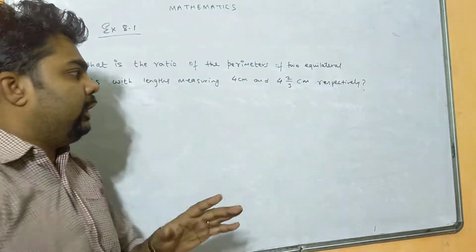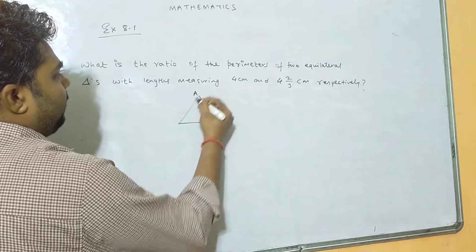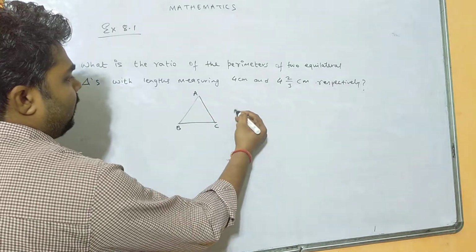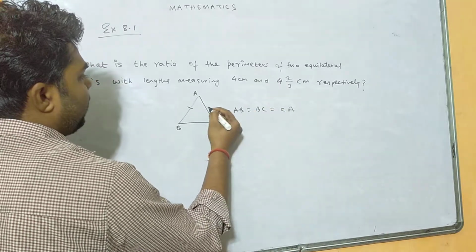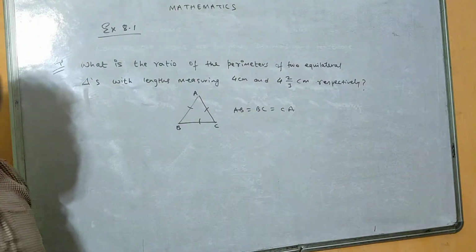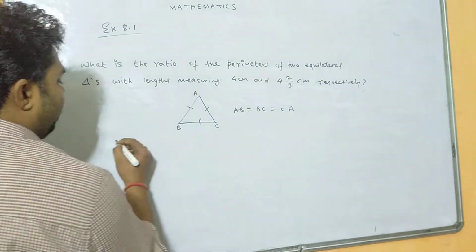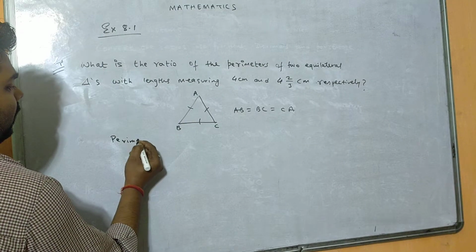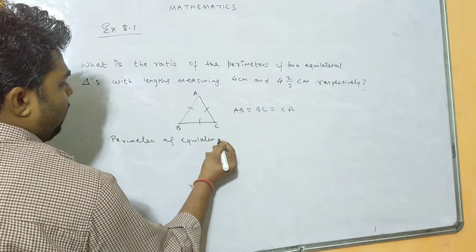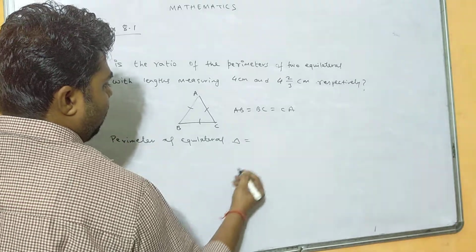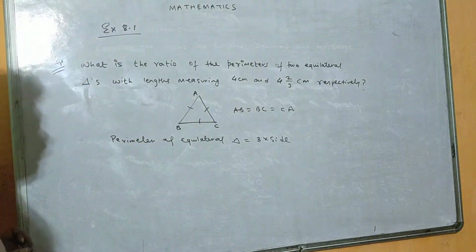We know equilateral triangles are those triangles whose sides are equal. That means if I consider this one as A, B and C, so AB equals to BC equals to CA. That means all sides are equal. This is the condition for equilateral triangle. Now what is the perimeter of equilateral triangle? Perimeter of equilateral triangle is 3 into side. So this is the formula, right?